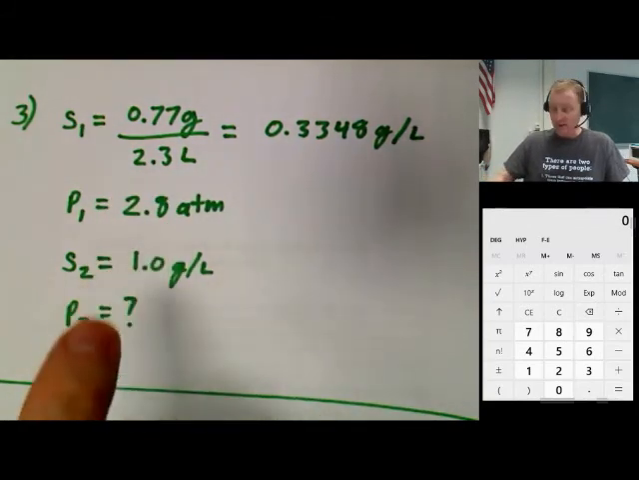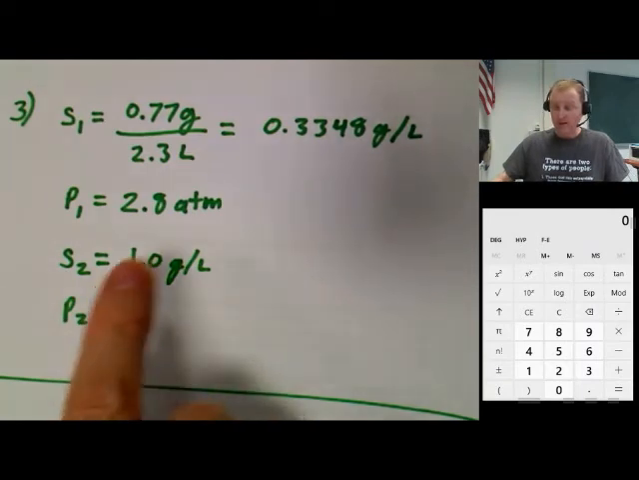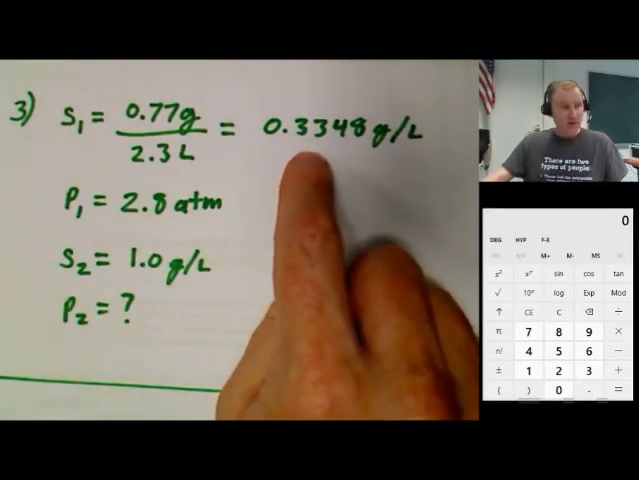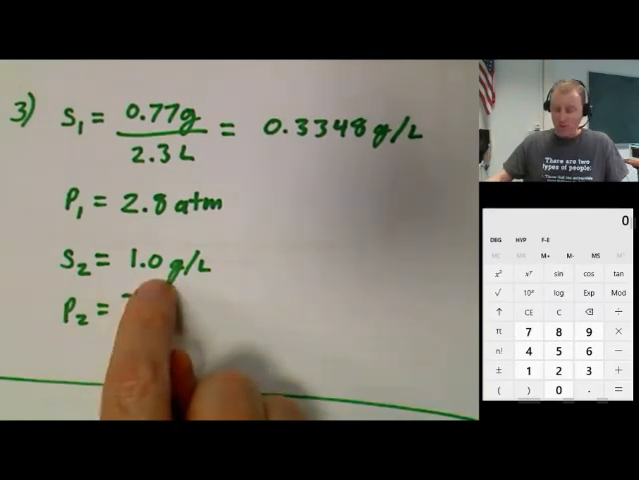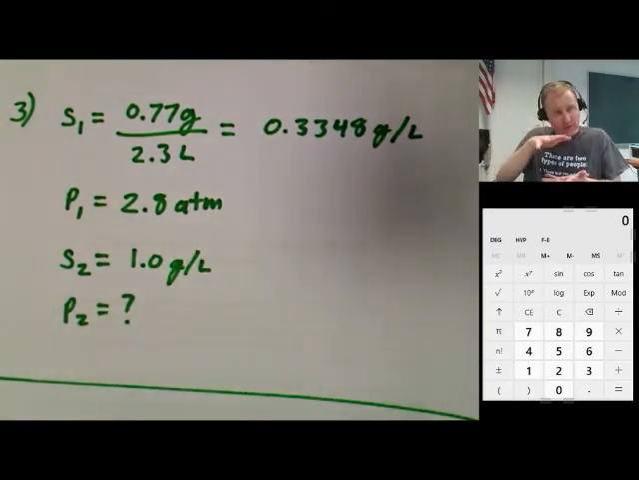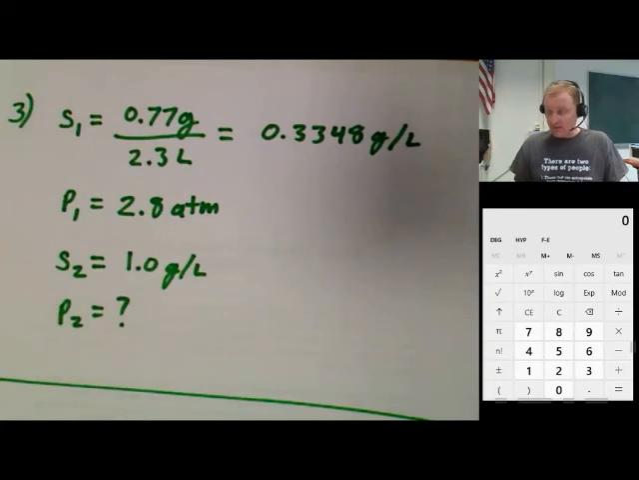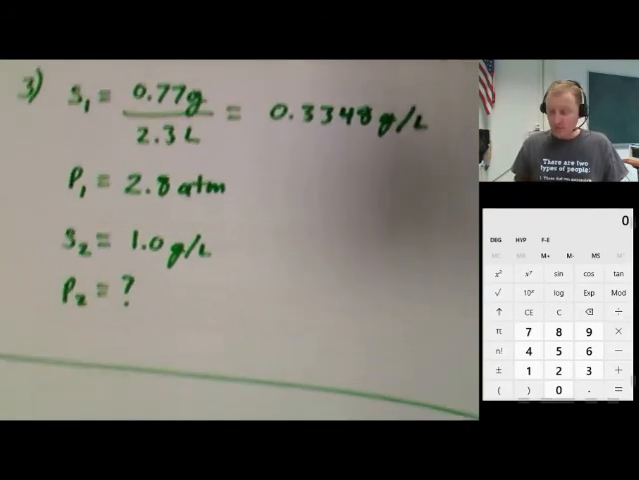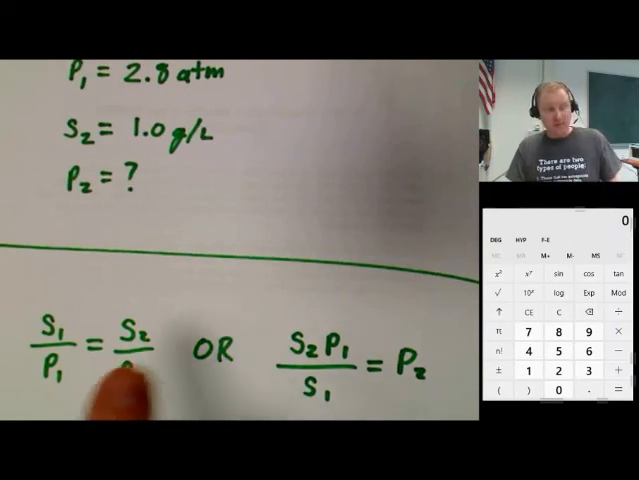First pressure was 2.8. And then the solubility is going to move to 1 gram per liter. That's going to dissolve more than this situation here. So the second situation has more pressure than the first. We're going to add pressure to the solution and put more gas into the solution. So this pressure should be greater than 2.8. It's going to take more pressure to put more gas into the solution. So this time we are solving for the second pressure.